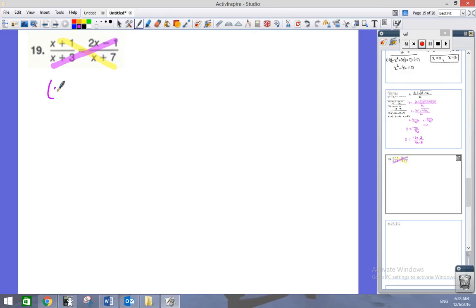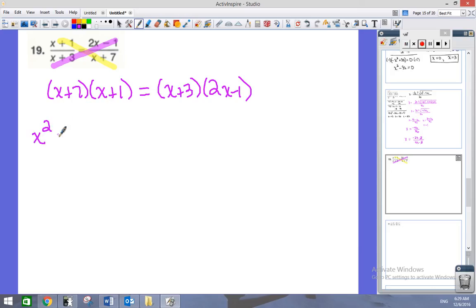If we have x plus 7 times x plus 1 and x plus 3 times 2x minus 1. Using a table to multiply that would be probably best for most. But you should get x squared plus 8x plus 7 over here, 2x squared plus 5x minus 3. So let's get this in standard form.